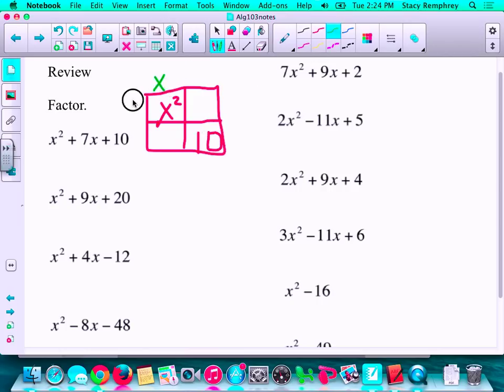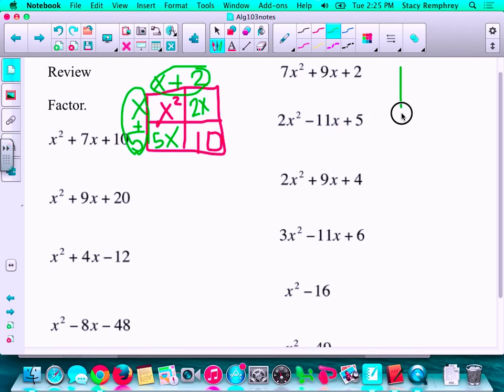x and x. We said, what multiplies to be 10? You could pick a couple different things, but I'll choose 2 and 5. And then we checked, and we said, okay, well, 2 times x is 2x. 5 times x is 5x. And then we said, okay, well, I got to check. Is 2x plus 5x equal to 7x, which is the middle term here? It is, so our answer was x plus 2 times x plus 5.